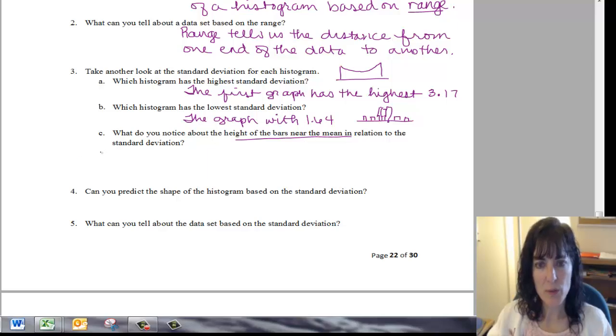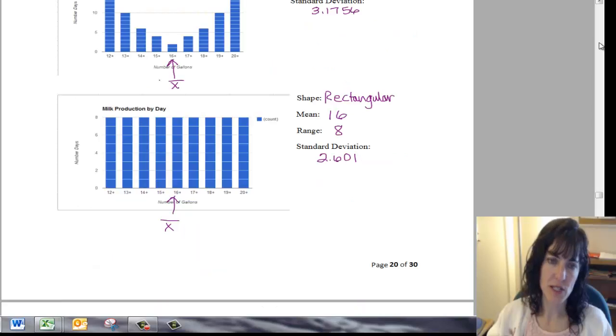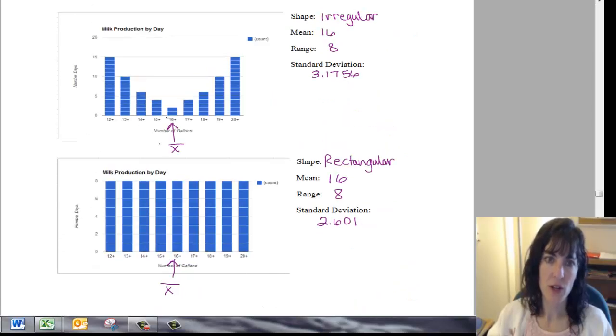What do you notice about the height of the bars near the mean in relation to the standard deviation? So let's take another look here. The height of the bars here at the mean is very short. The height of the bars here is very high. And look at the standard deviation here is 3.17. That's our highest standard deviation, and the height of the bars is the shortest.